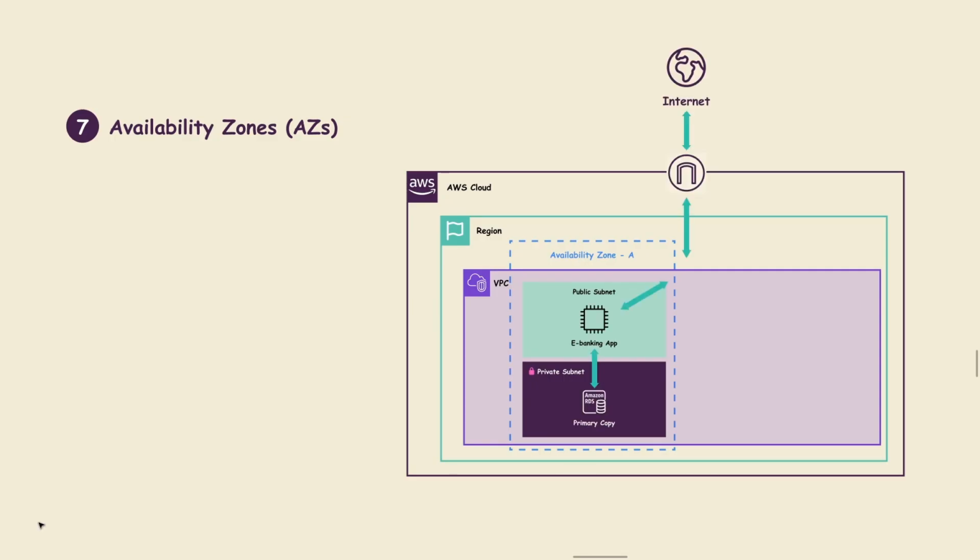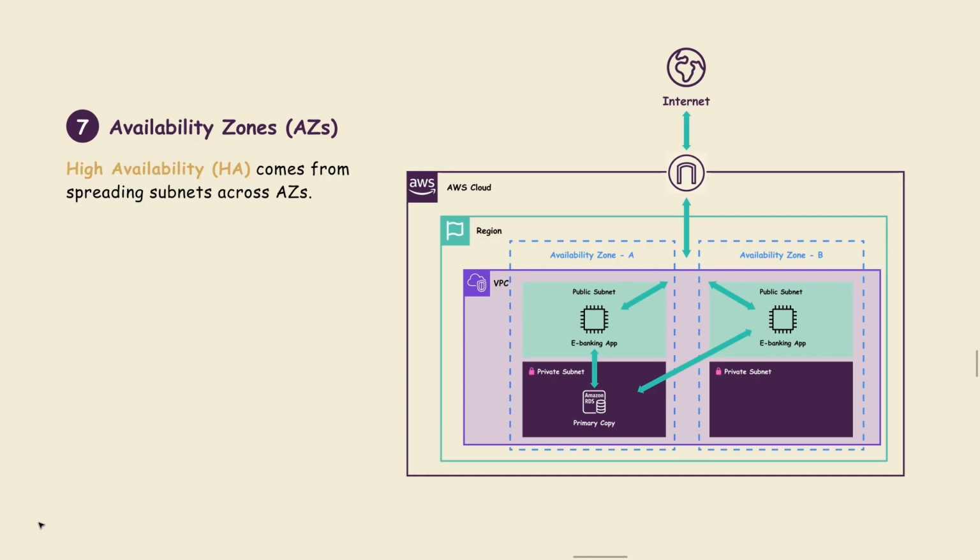How availability zones enable high availability. High availability comes from spreading your infrastructure across multiple availability zones. If your application runs in only one AZ and that AZ experiences failure, your system becomes unavailable. But when workloads are distributed across at least two AZs, traffic can automatically shift to healthy resources. The system continues running even if one entire data center goes offline. High availability is therefore not achieved by stronger servers. It is achieved by distribution.